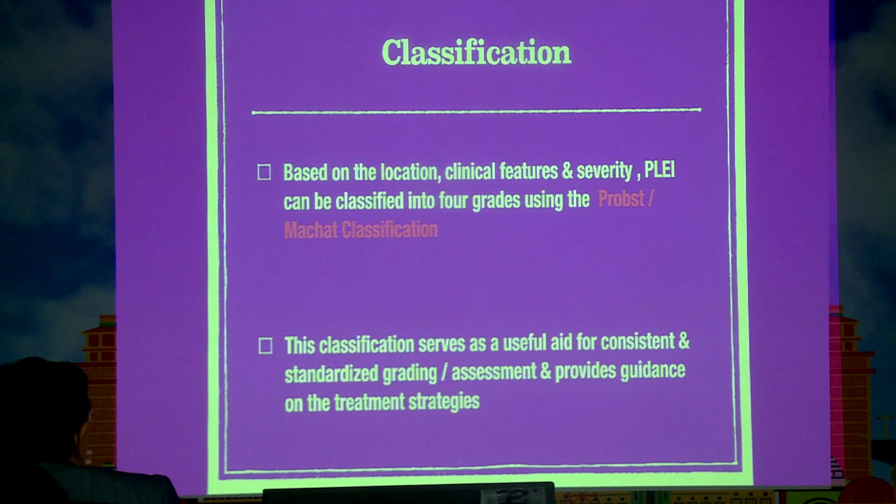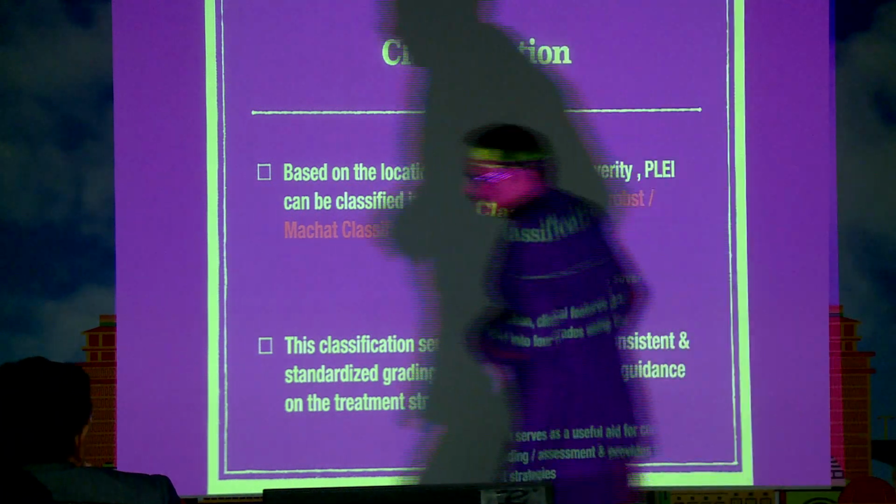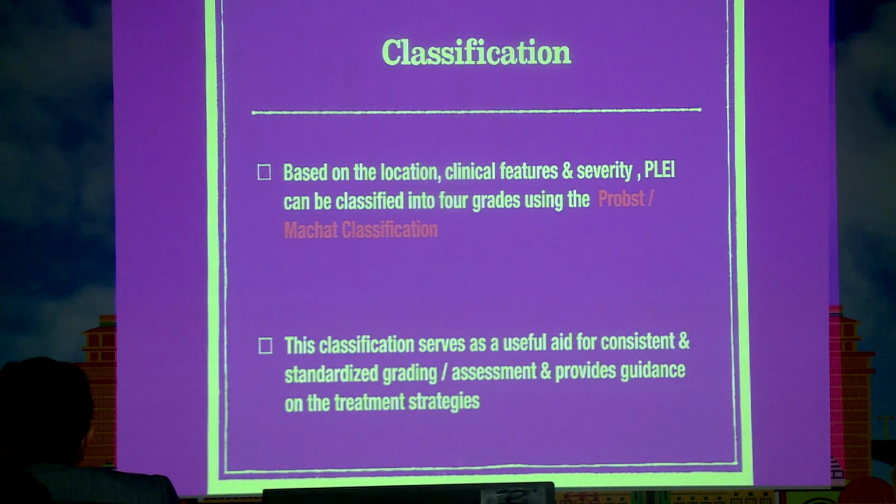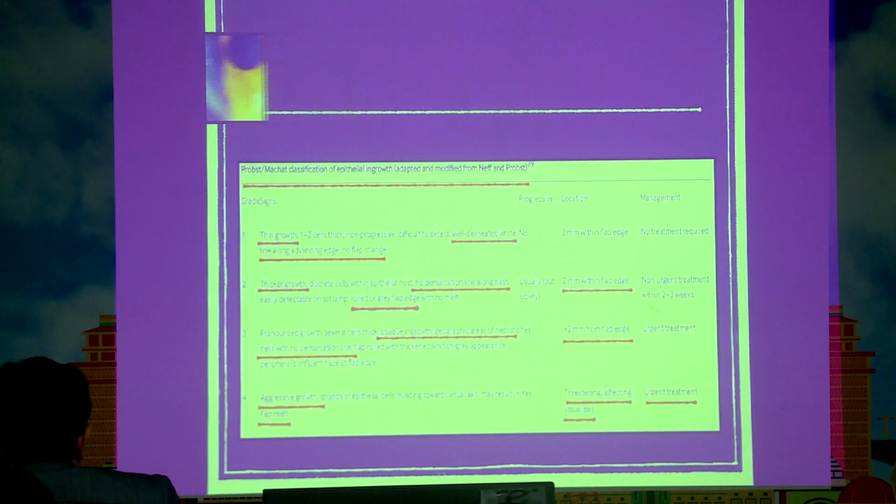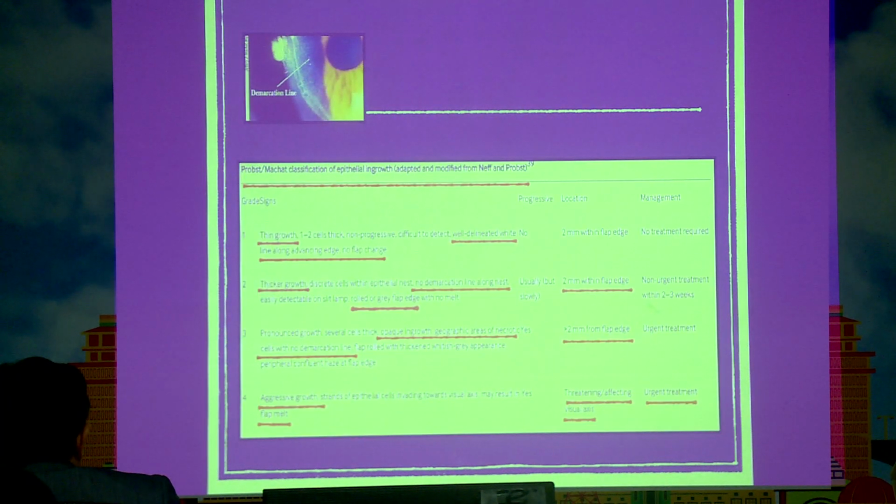Coming to the classification, based on the location, clinical features, and severity, it can be classified into 4 grades using the Probst-Machat classification, and this classification serves as a useful aid for consistent and standardized grading and provides guidance on the treatment strategies. According to this classification, in grade 1, there is a thin growth, a well delineated white line along the advancing edge. There is no flap change. The location is within 2 mm of the flap edge, and usually no treatment is required.